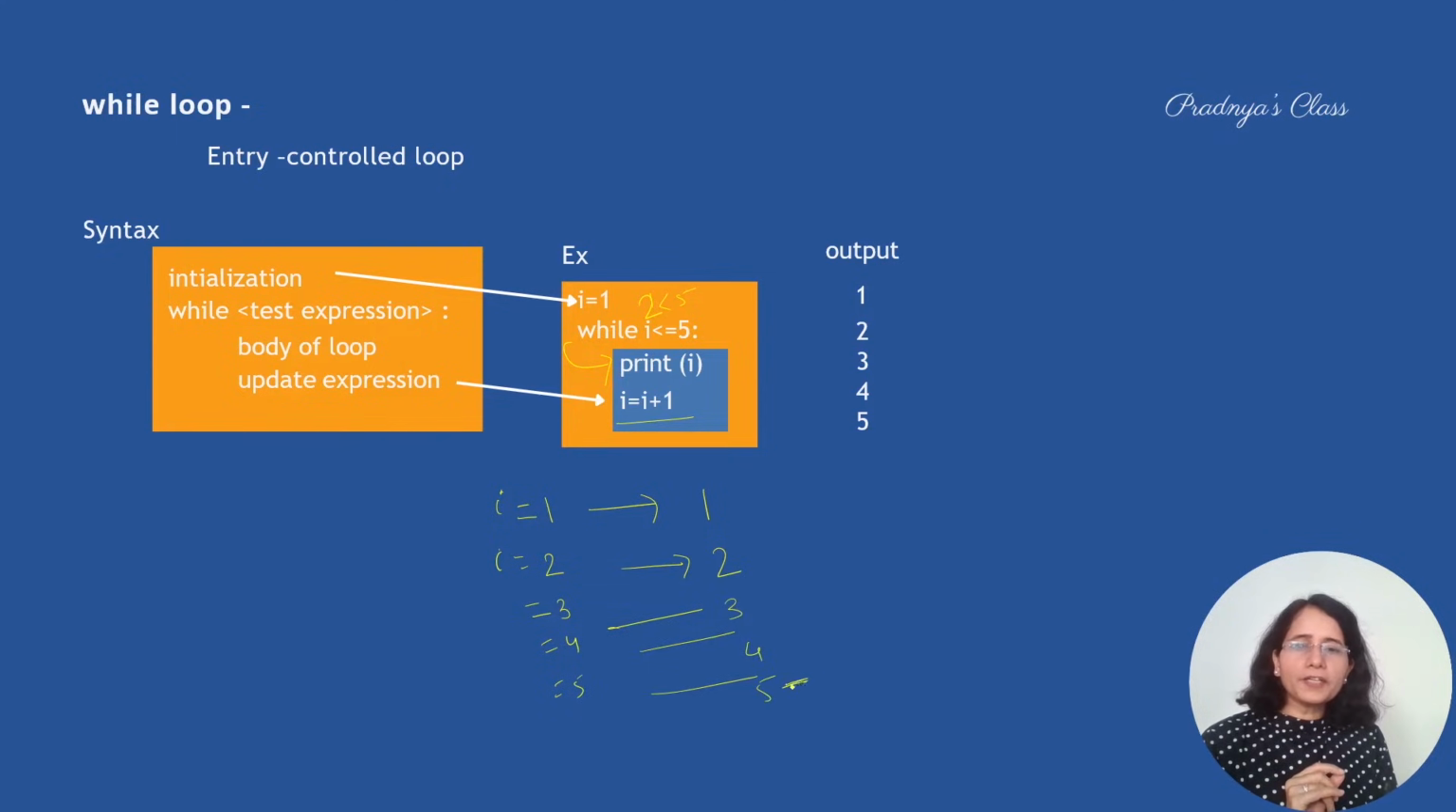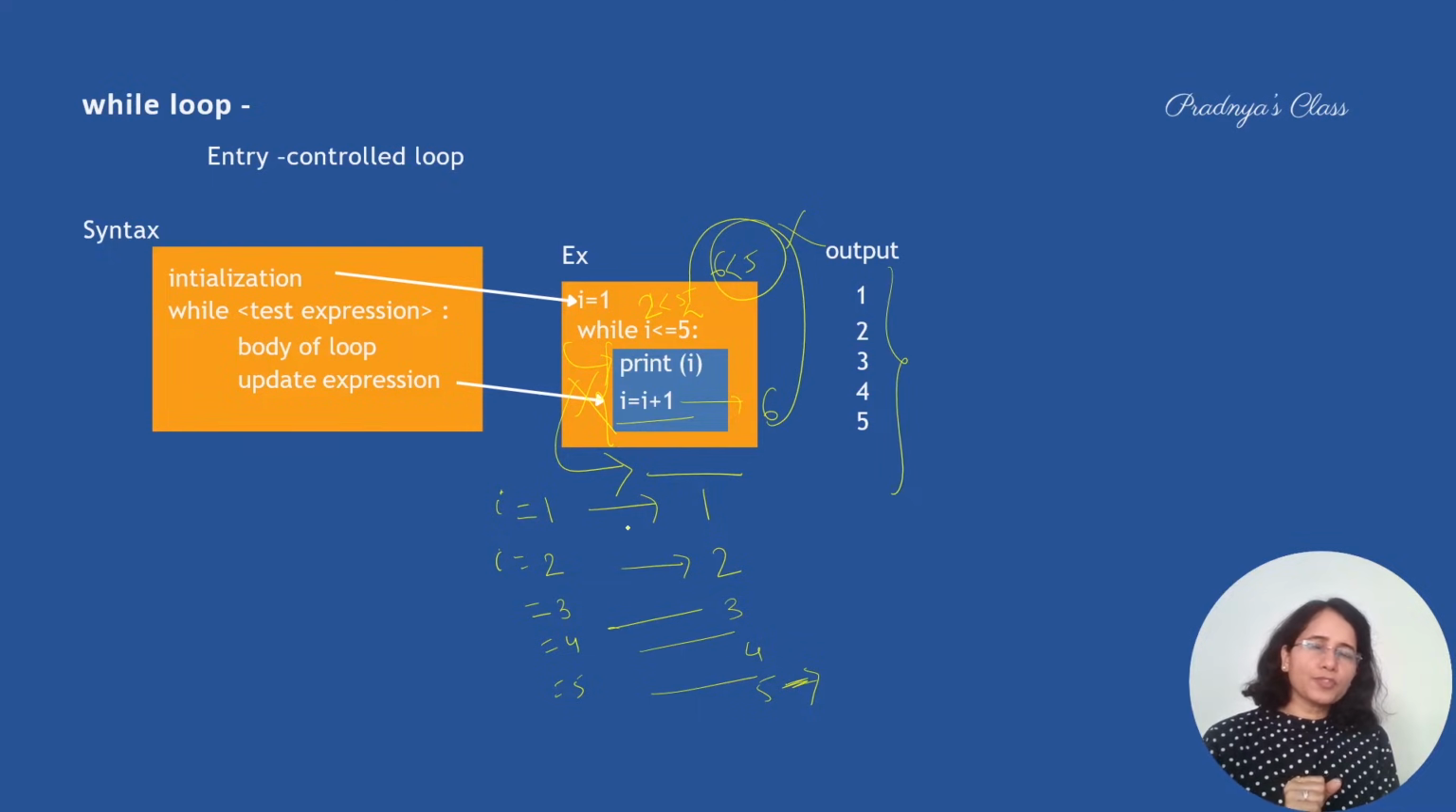Now after printing 5, the value will get incremented to 6. Then we will check the condition. Is 6 less than 5? No, this is not less than 5. So the control will not go inside the loop. It will continue with the next statement of the program. So we will get the output 1, 2, 3, 4, 5. There are a lot of programs based on looping. Now you can practice all those programs.